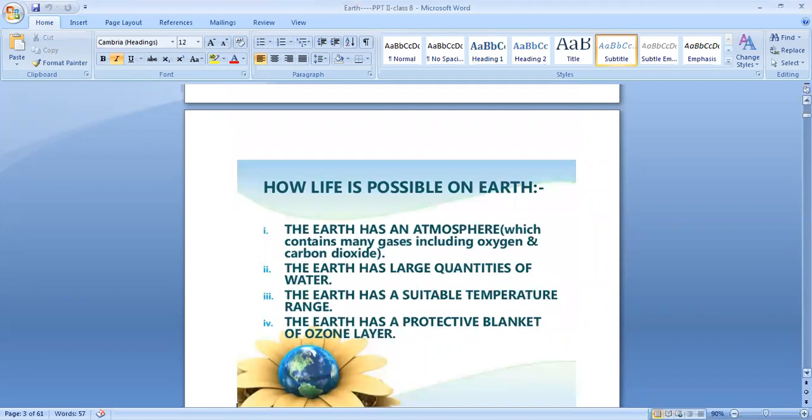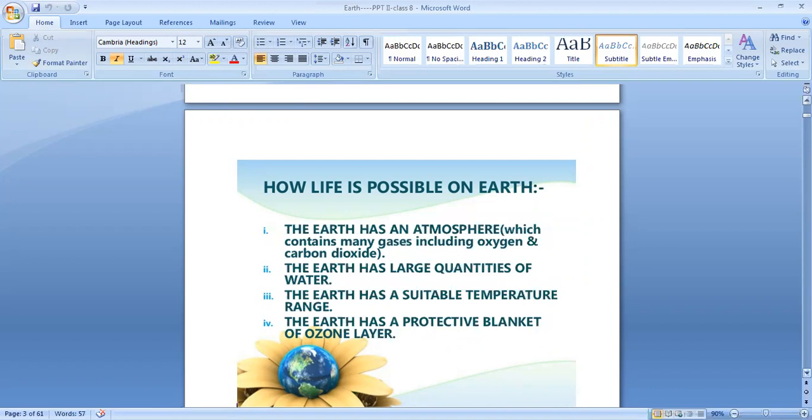If you're talking about Earth, we can see what is the difference from other planets: only on Earth is life possible. How is life possible only on Earth? There are many reasons. First one is Earth has an atmosphere which contains many gases, including oxygen, carbon dioxide.